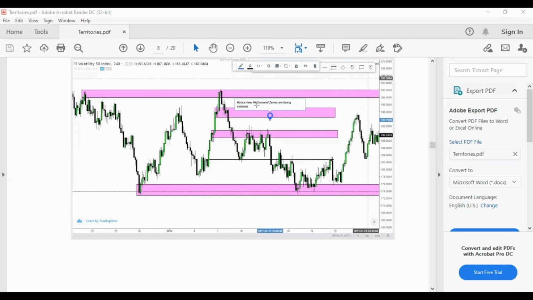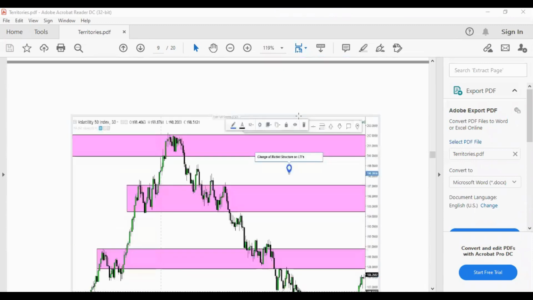The reason why we have seen this is you can see how price broke this area here. Notice how H4 demands are being violated. They're just being violated. Price is just passing through these areas of demand. So it showed us that sellers were in control of this market because demands were not holding in this case. And in this case, you can clearly see how supply areas were holding. So we know that there are more sellers in this market.